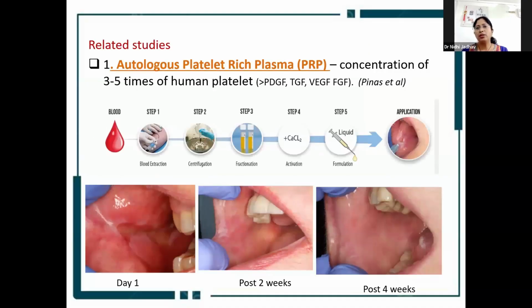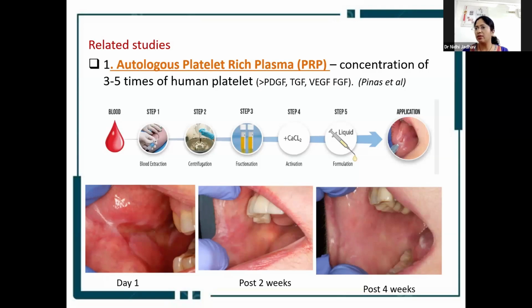In relation to the intralesional injections, there is also a therapy of giving autologous platelet-rich plasma, which is PRP. The reason behind using this is that it has 3 to 5 times the human platelets, and platelets are a very good source of growth factors, which have been mentioned here, which accelerate wound healing. The procedure of making the PRP is simple: extract the blood, centrifuge, and then fractionate. Calcium chloride is added because it leads to more localized accumulation of platelets in one area, so that more of the growth factors are released in that particular location.